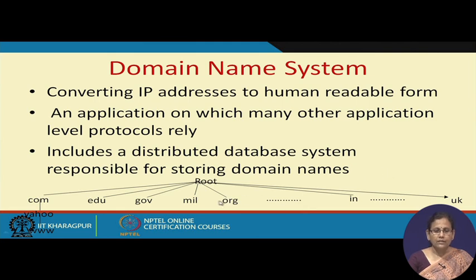Now this domain name system is arranged in a hierarchical manner. There is a root server, and with that root server are attached many specific domain servers. For example, .com is one server, .edu is another server, .gov is another server, .org is another server, .in is another server, and so on.